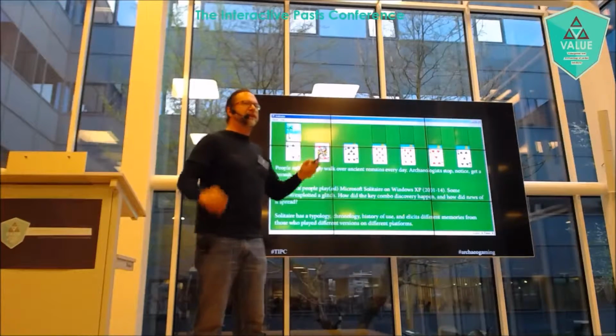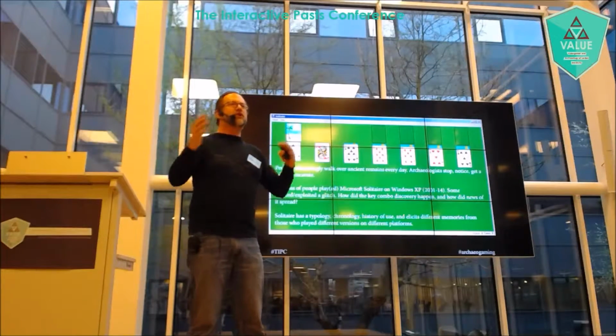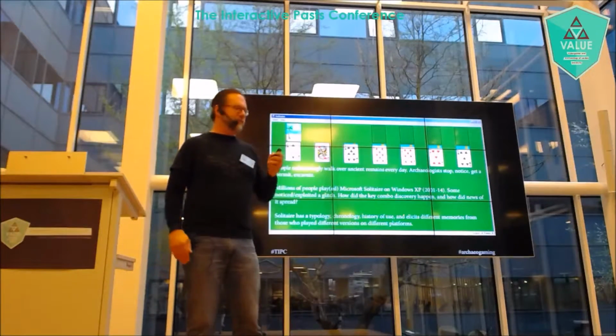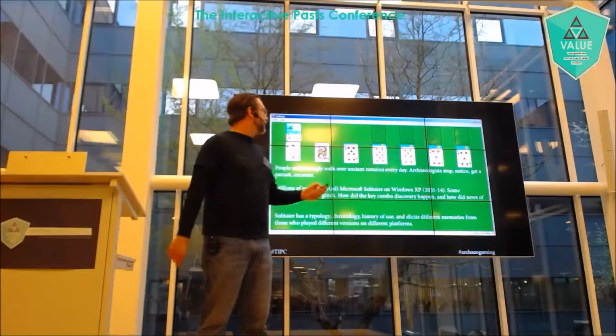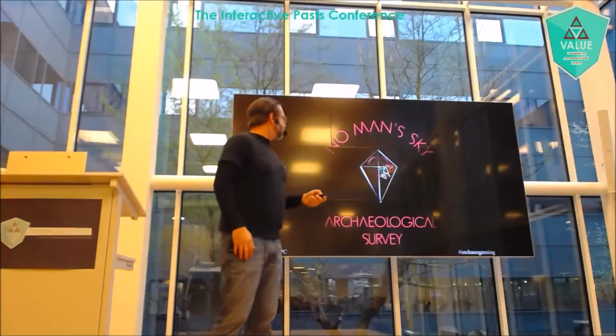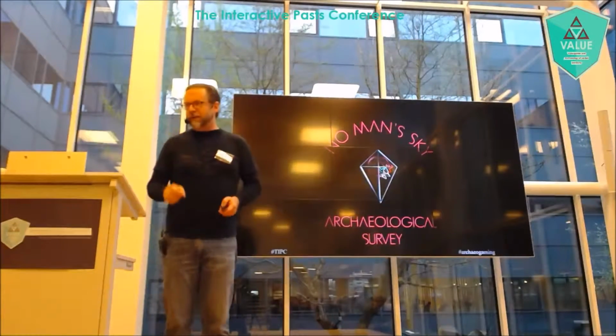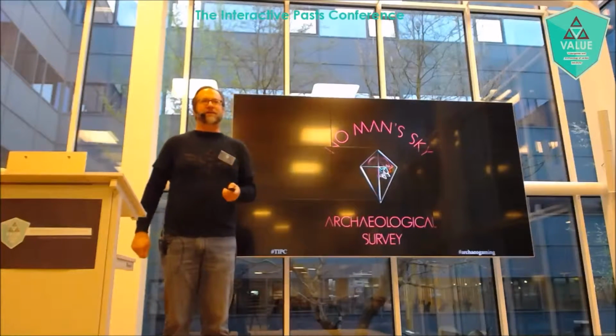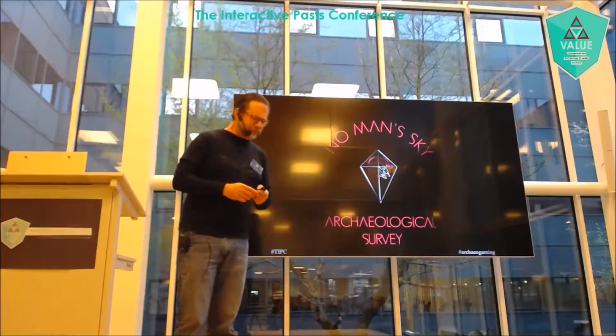So you can apply these kind of archaeological principles to other games that don't necessarily have intelligible archaeology in them. We have to get away from that kind of thinking, I think. So to that end, I wanted to talk a little bit about what I'm calling the No Man's Sky Archaeological Survey, which is a real thing, or it's going to be, as soon as the game launches in June.